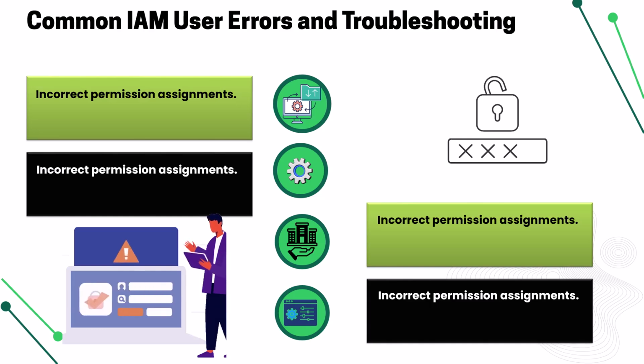IAM mistakes happen. Think of them as tripping over a rug at home. Assigning incorrect permissions, that's like giving house keys to the wrong person. Weak passwords are doors left unlocked, change them often. Forgotten inactive users, they're like uninvited guests lingering around. Ignoring security alerts, that's like hearing a smoke alarm and choosing to finish your TV show first.